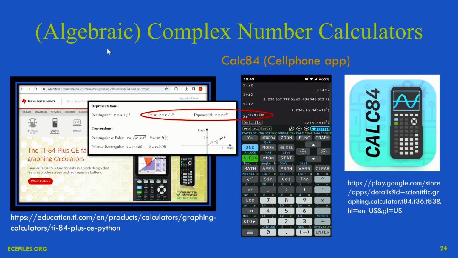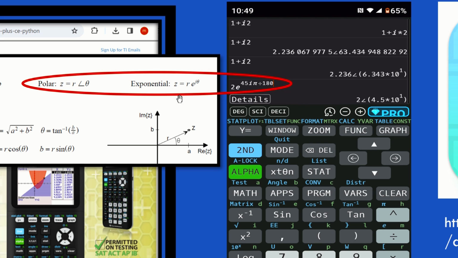This is a TI-84. This is from the TI page. Here is a Calc-84, which is a cell phone app that I downloaded that emulates kind of what is done in the real-world TI-84 calculator. So I downloaded it, and I found out that, well, you could display complex numbers in polar or rectangular form, like here and here, but in order to enter them, you had to use the exponential notation, which I personally don't like. I wish they'd done it differently.